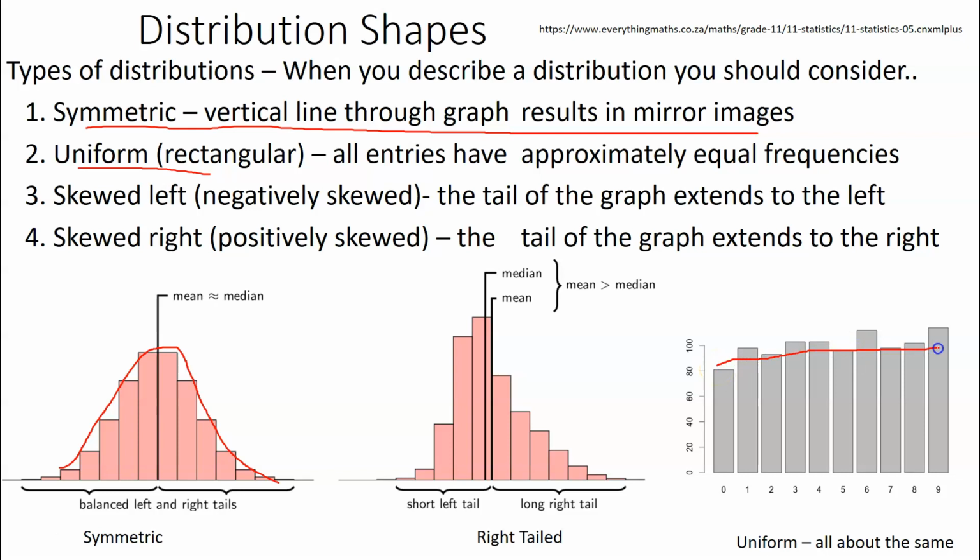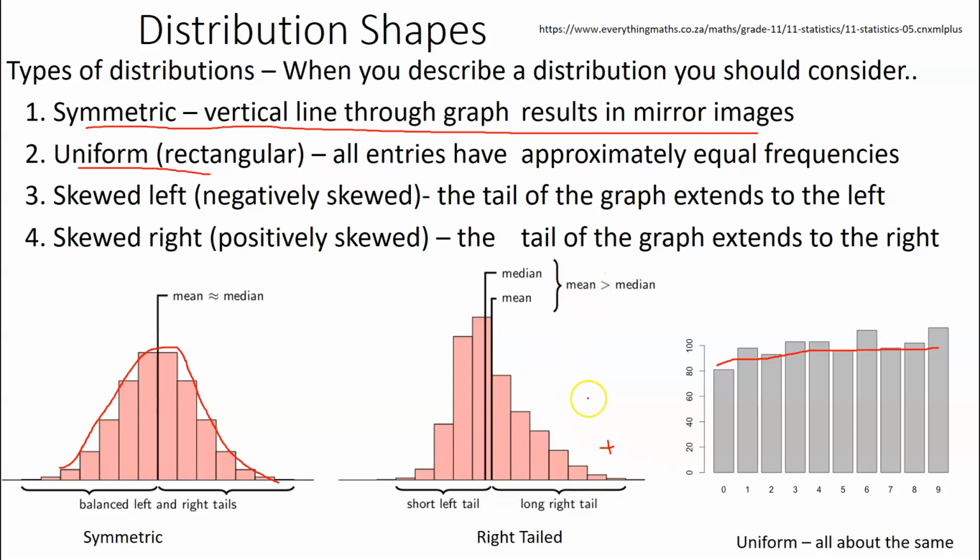So this is a uniform distribution. This is a symmetric distribution. And this is a skewed distribution. We have skewed left, which is negatively skewed, and skewed right, which is positively skewed. So this one here would be positively skewed. It's more going off in the positive direction.